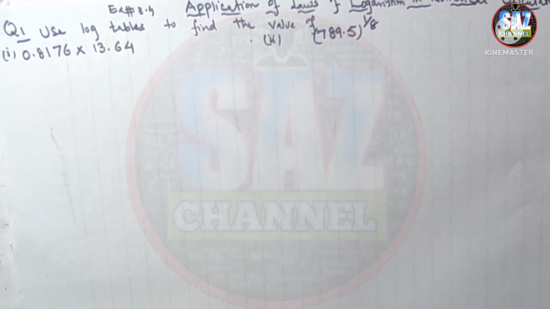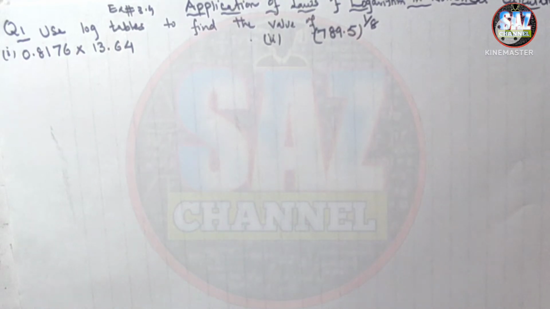Book is PTB class 9 science group, and the topic we are going to learn and discuss in today's class is application of laws of logarithms in numerical calculations. One of the most important exercises of your Punjab Textbook Board examination. So please watch and understand all these questions properly, because you can get these questions in your long questions.